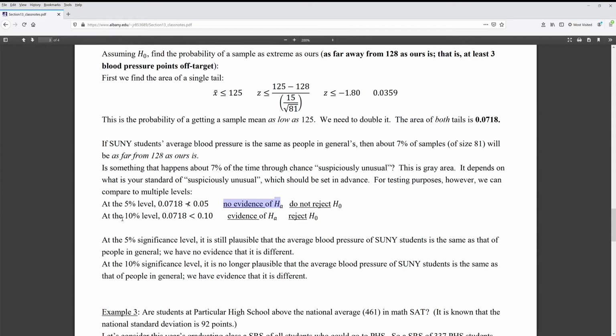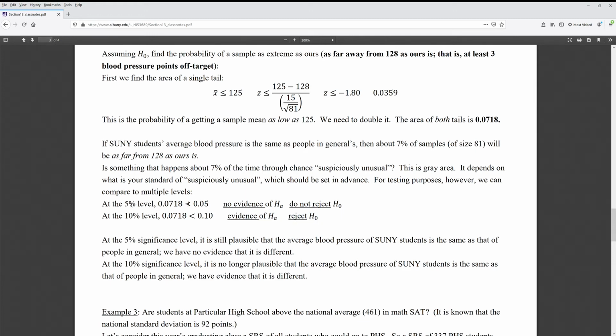On the other hand, if we use the 10% level, then you're saying that it's got to be among the 10% most extreme samples, 5% in either tail, in order to be suspiciously weird. Well, yes, our sample is among the 10% most extreme samples. 0.718 is less than how low you have to be to be suspiciously weird. H0 becomes suspect. We reject it, and we have evidence of the alternative.